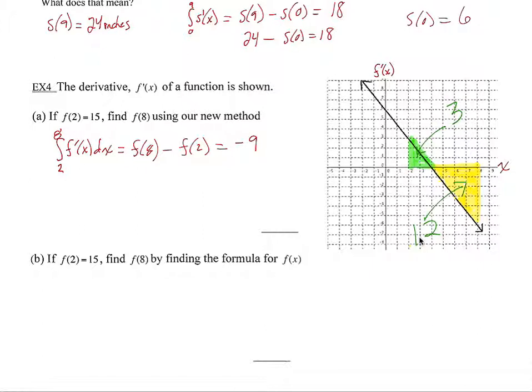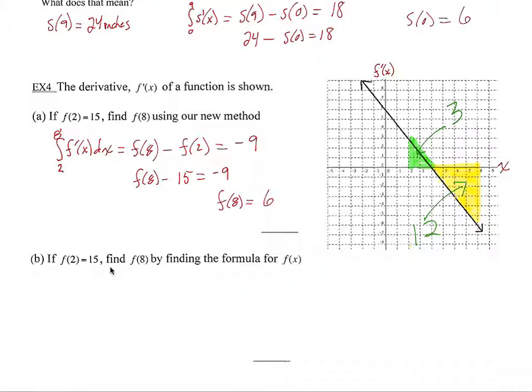And then we know we're looking for f of 8. We know that f of 2 is 15, and we know the value of the integral is -9, which means that f of 8 is equal to 6. And then the last question here, if we were going to do this by finding the formula, right? So A was us finding f of 8 using the value of the integral, -9.